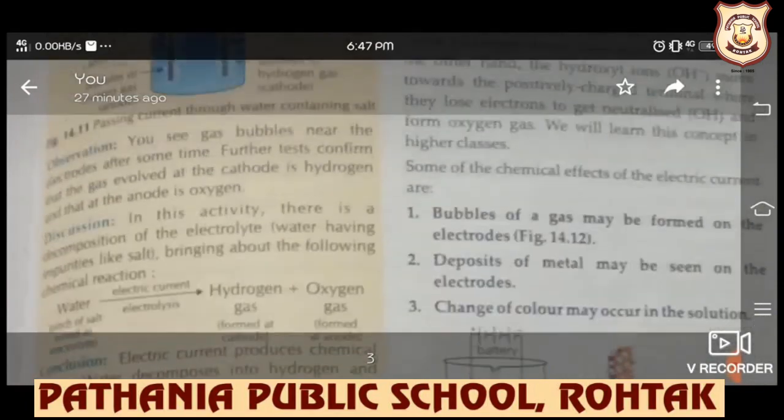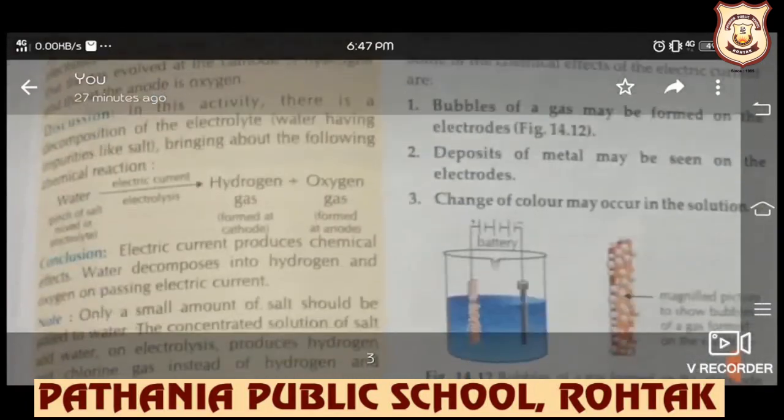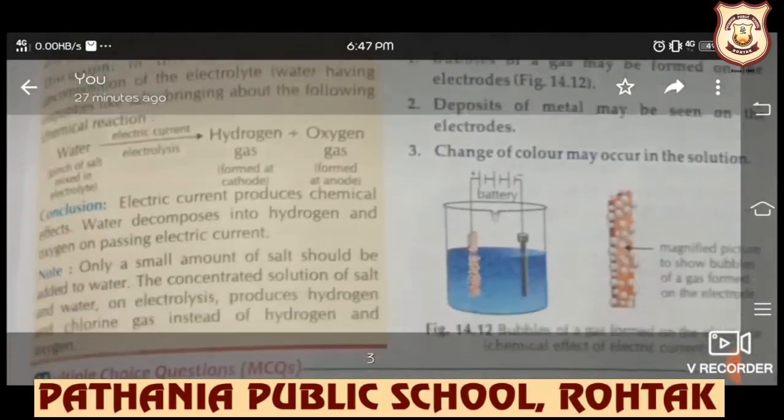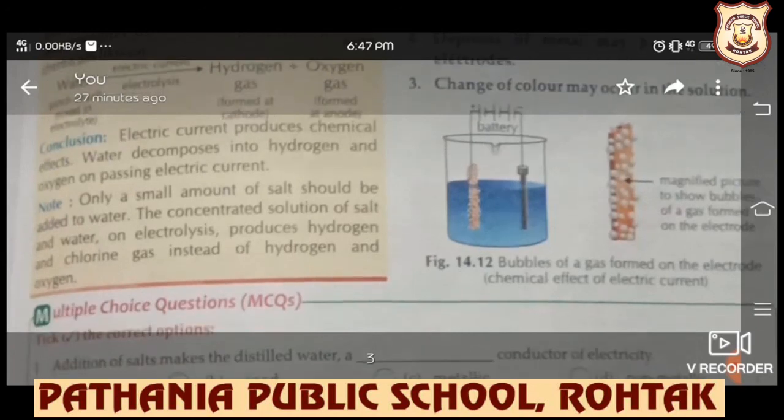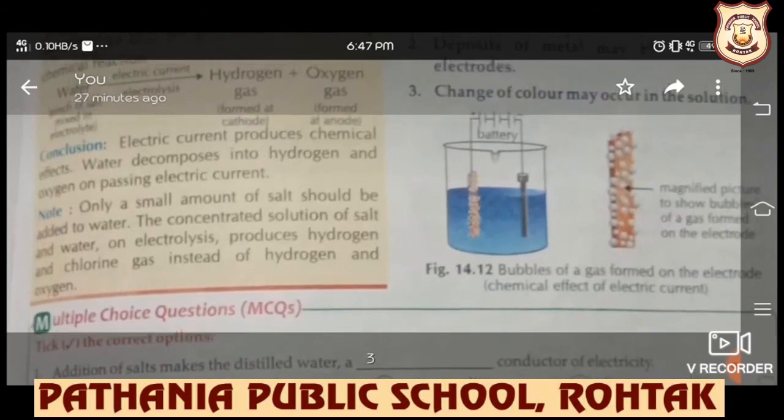Hydrogen gas is formed at the cathode and oxygen gas is formed at the anode. So what we conclude is that when electric current is passed through an electrolyte solution, it decomposes. When electricity is passed through water, it decomposes into hydrogen and oxygen. Okay, so this is about the effects of electric current.